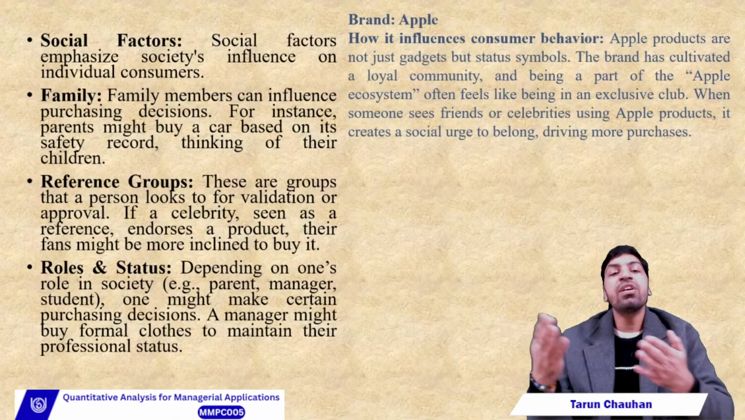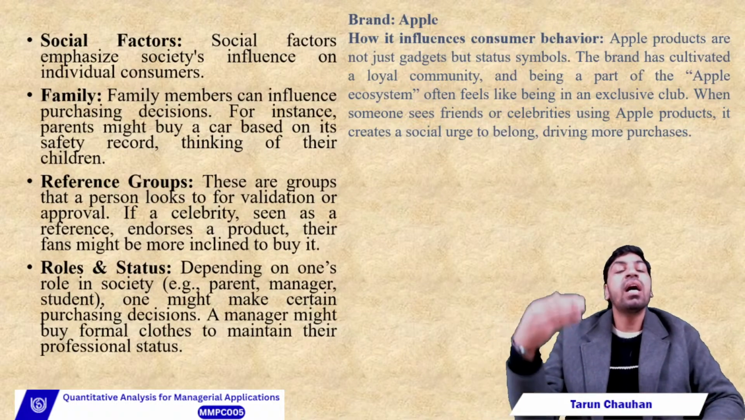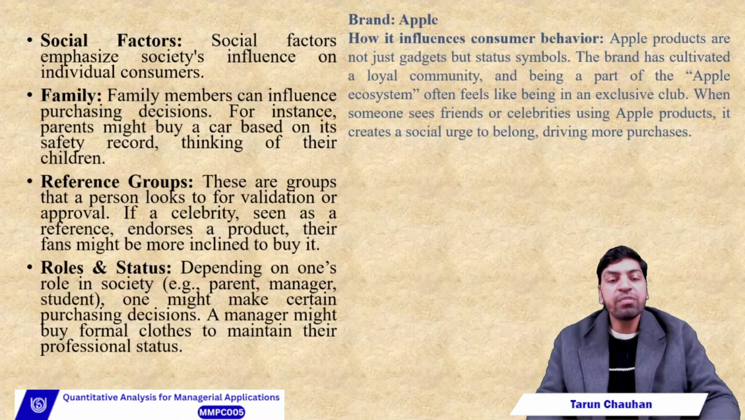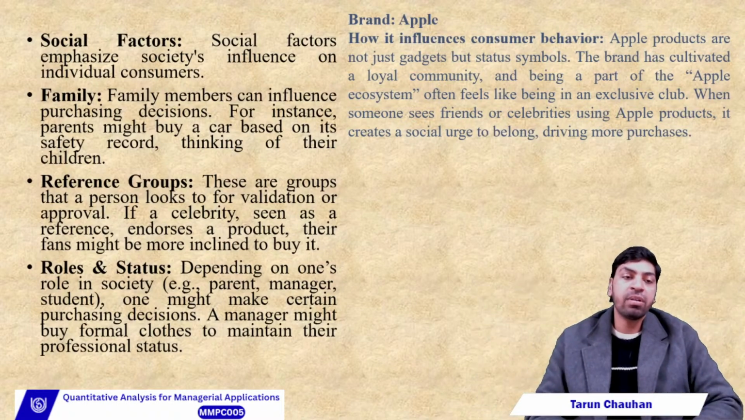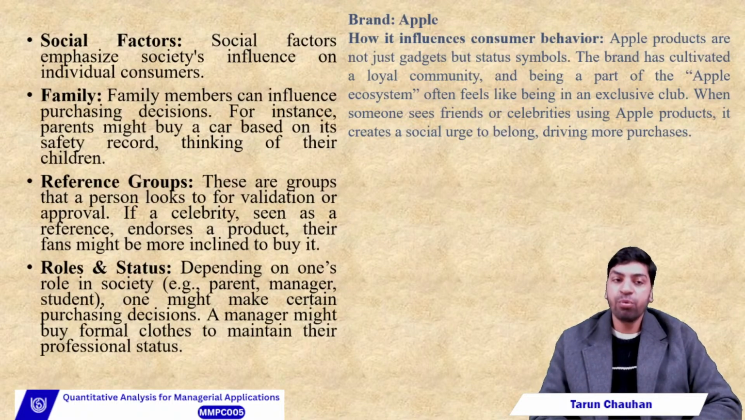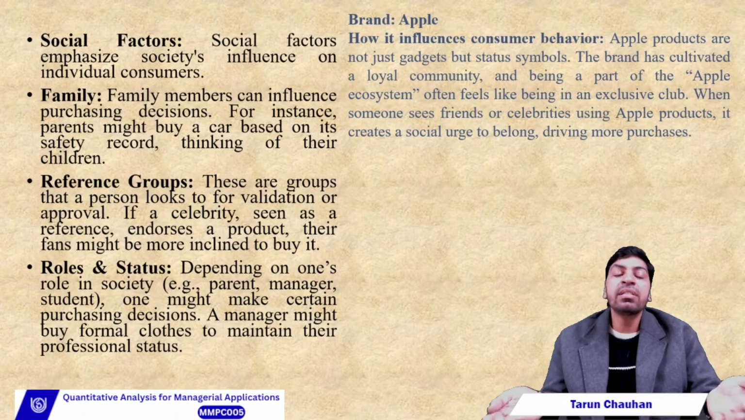That is the safety of their children, the safety of the other children as well, for the welfare of the society, that everyone would remain safe in that particular context. Next one is reference groups. These are the groups that a particular person looks to for validation or approval. So if a celebrity references or endorses a product, the friend might be more inclined to buy it. And that is a real scenario of it.